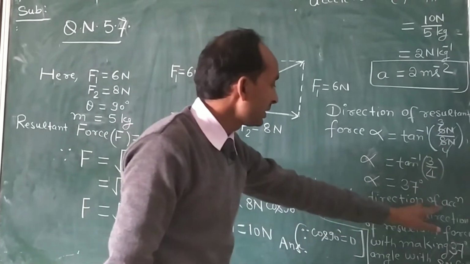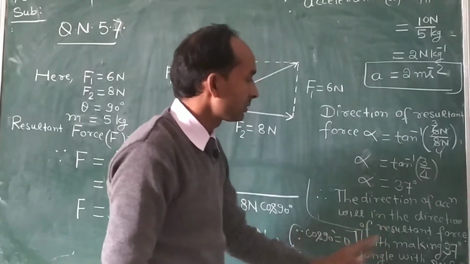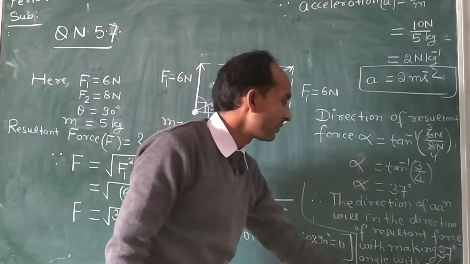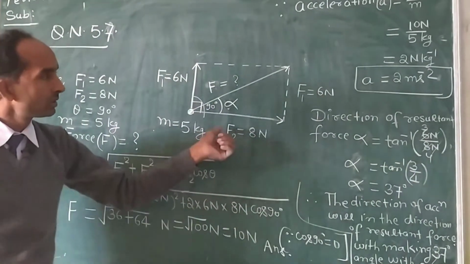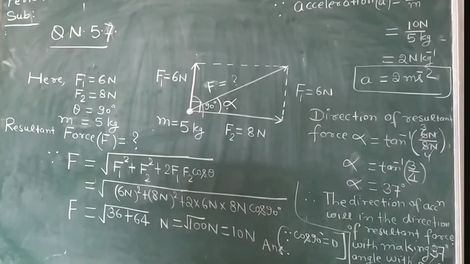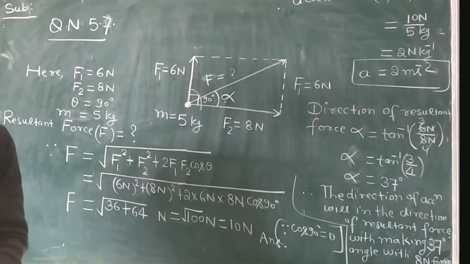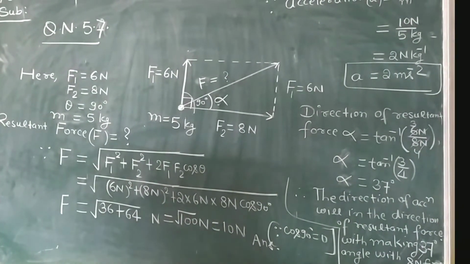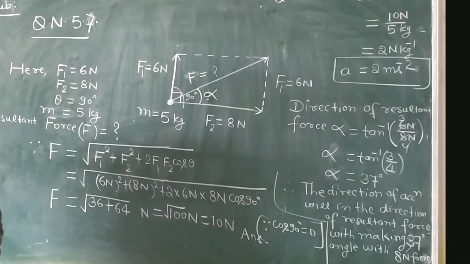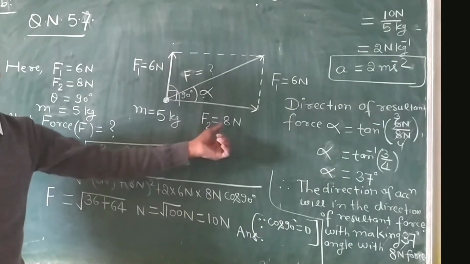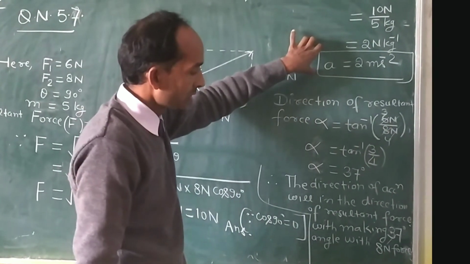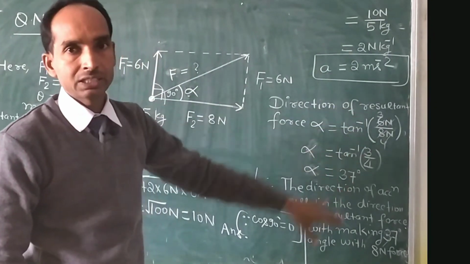Now the direction of the acceleration will be in the direction of the resultant force, making a 37 degree angle with the 8 Newton force, because we know that the direction of the acceleration is always along the direction of the force. And here the force is the resultant force, which makes the angle 37 degrees with the force F2 equal to 8 Newton. So the direction of acceleration will also be the same along the direction of the force.